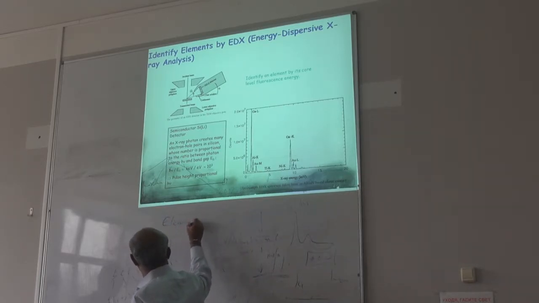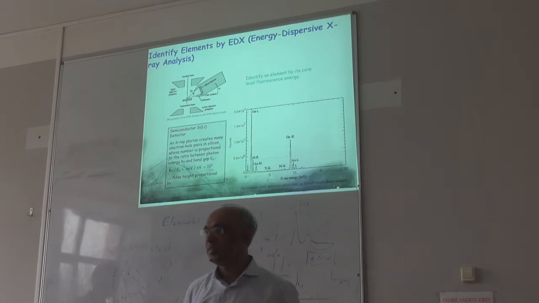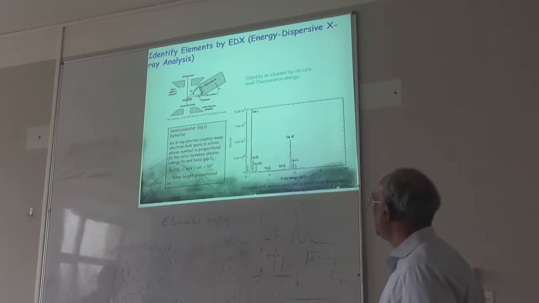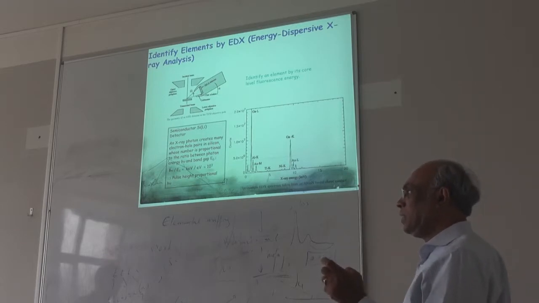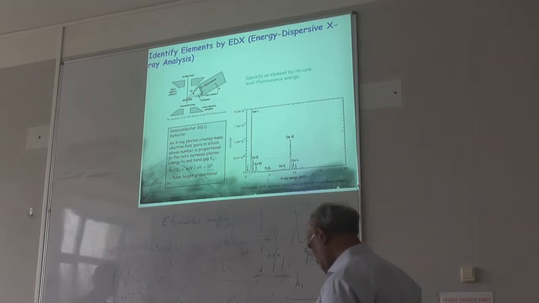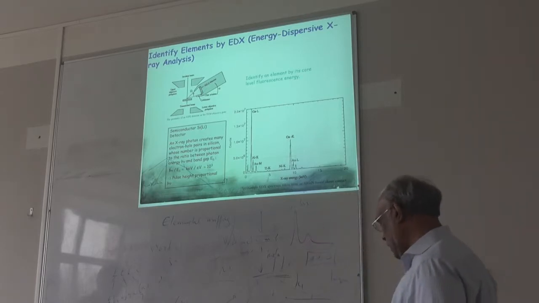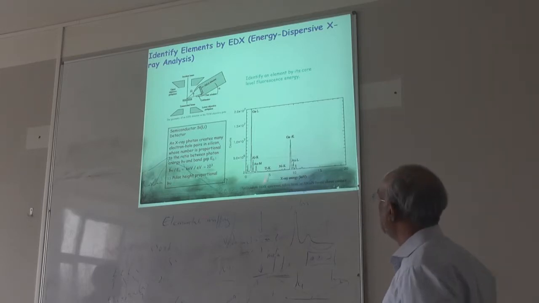Element mapping. So you can map your material, what is there. But the only things you cannot see are hydrogen, lithium, those elements. Yeah, these are too light. But anything heavier than boron you can see with this.